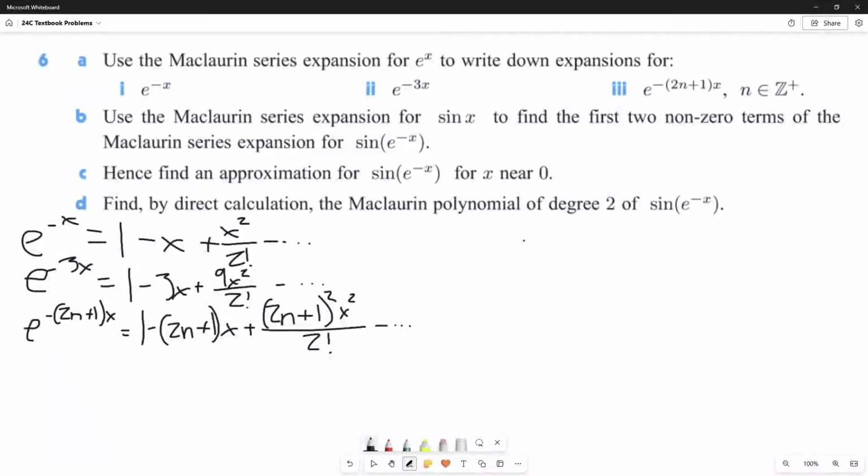So part B says, use the Maclaurin series expansion for sine of x to find the first two non-zero terms of the Maclaurin series expansion for sine of e to the negative x. So first, let's write out sine of x, which is equal to x minus x cubed over 3 factorial plus x to the 5th over 5 factorial, and so on. This is in your formula booklet. And then you replace x with e to the negative x.